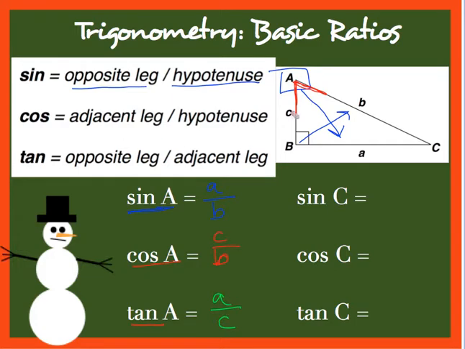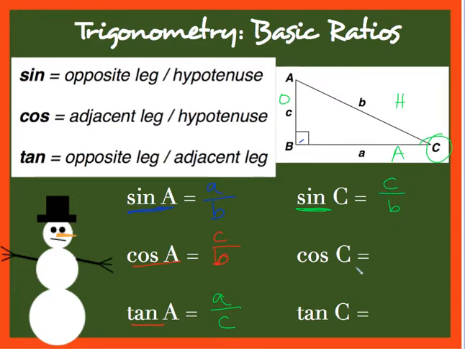So all of these except the hypotenuse will change if the angle changes. So now if we're dealing with C, this is still the hypotenuse, but now this becomes the adjacent leg and this becomes the opposite leg. So the sine of C is going to be opposite over hypotenuse. So opposite of C is C, hypotenuse is B. The cosine of C is the adjacent over the hypotenuse, which would be A over B. And then the tangent will be the opposite over the adjacent, which is C over A. And I'll show you what this means in a second, but right now I'm just showing you how to set them up.